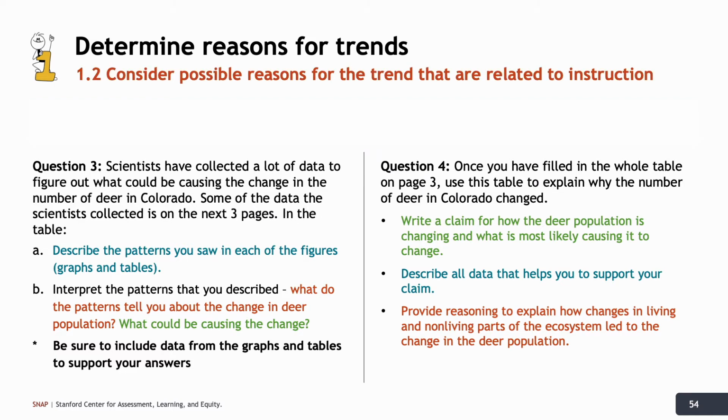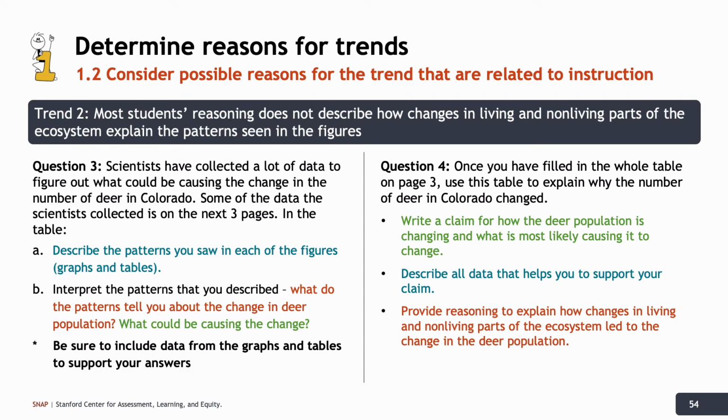Similarly, for the DCI, we also want to think about why most students' reasoning wasn't describing how changes in living and non-living parts of the ecosystem explain the patterns seen in the figures in both Question 3 and Question 4. What made it difficult for students to show evidence of the DCI across the questions?